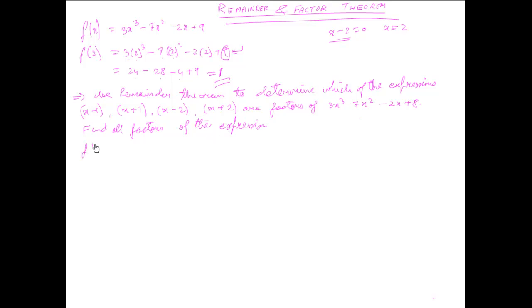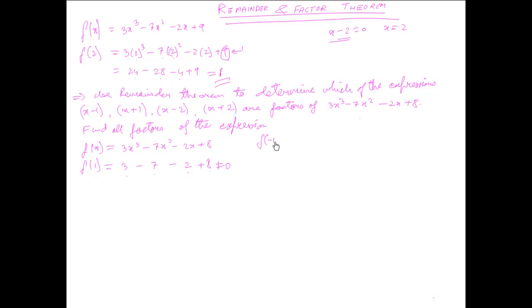So children, the function of x has been given to us: 3x cubed minus 7x squared minus 2x plus 8. So now children, x minus 1 equal to 0, x is equal to 1. So f of 1, children, would come out to be 3 minus 7 minus 2 plus 8. That's 11 and that's 9. That is not equal to 0. So x minus 1 is not a factor.